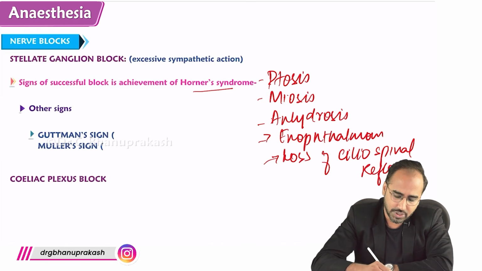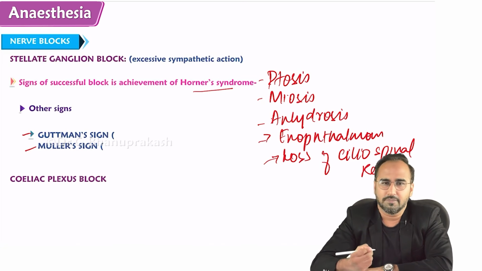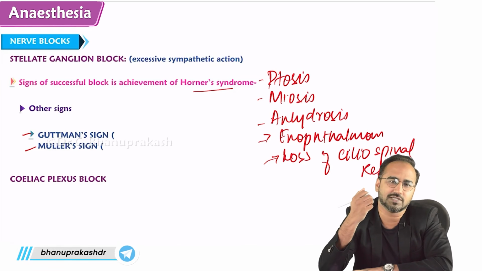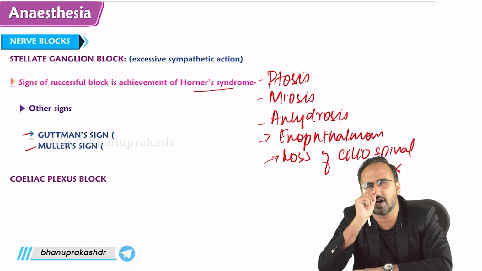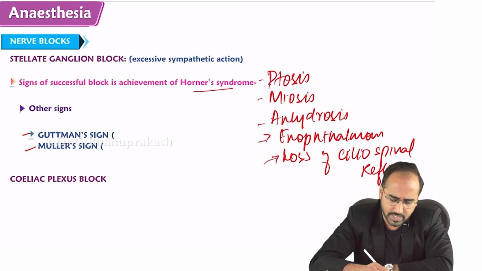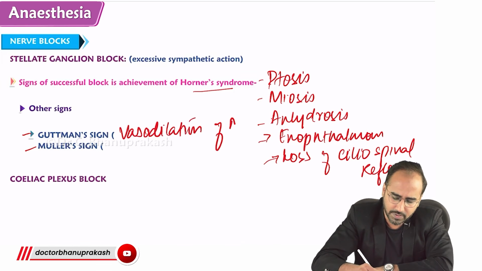Apart from that, you will see Guttmann's sign and Müller's sign. What is Guttmann's sign? The patient will tell the doctor, I am not able to smell from my nose. Okay? Why? If you examine his nose, you will see what? You will see dilated blood vessels. So vasodilation of the nasal mucosa is called Guttmann's sign. Vasodilation of what mucosa?